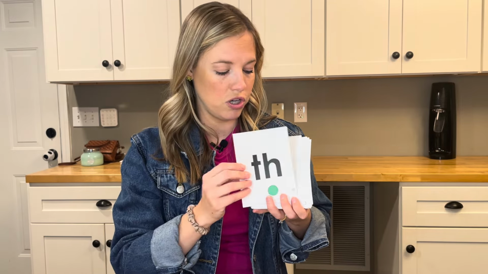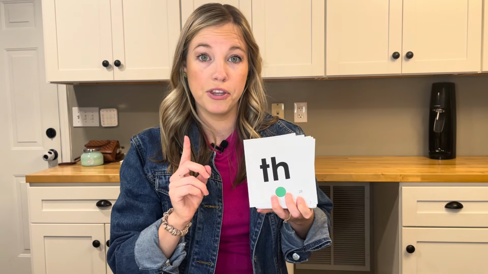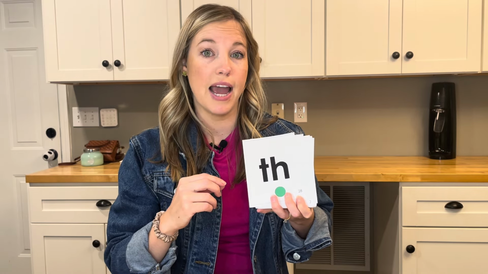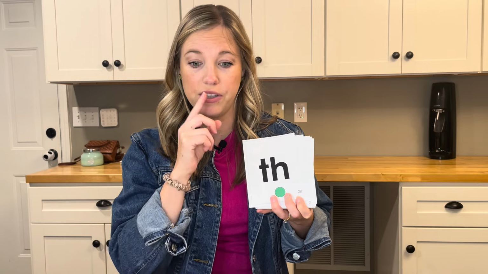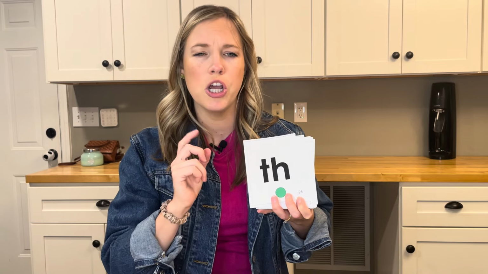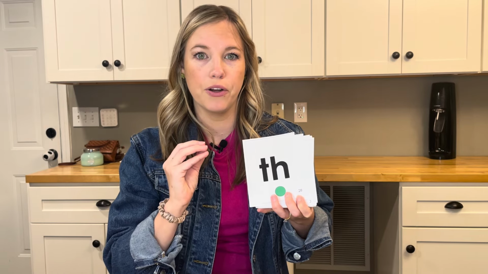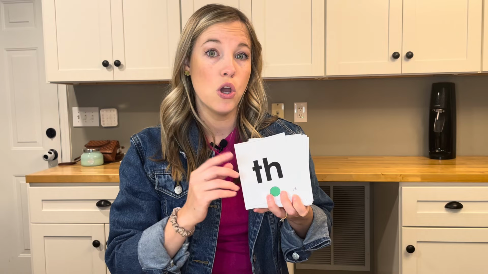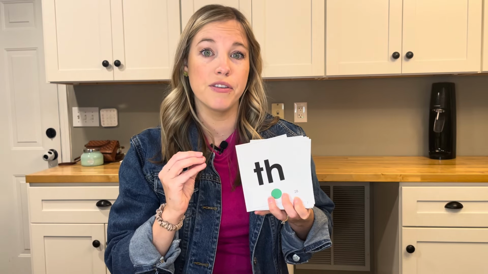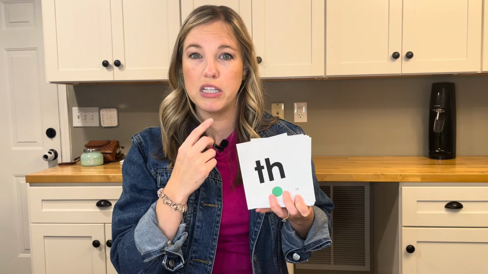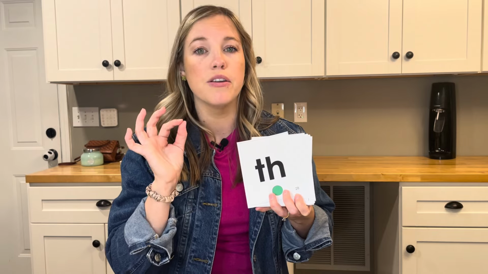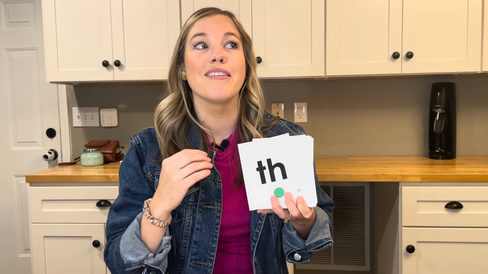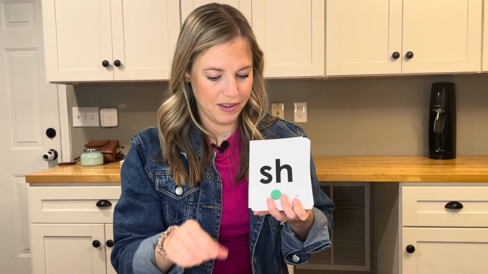TH can make two different sounds here. Is the unvoiced sound. So your tongue is up behind your teeth, kind of making like a little scoopy arch, and you're blowing air through, like thumb. It can also make a voice sound with a vibration, so same mouth placement, there's just a little vibration there, like this.